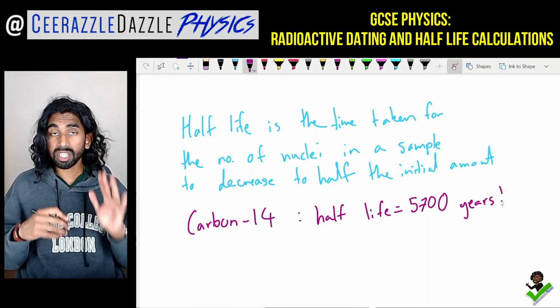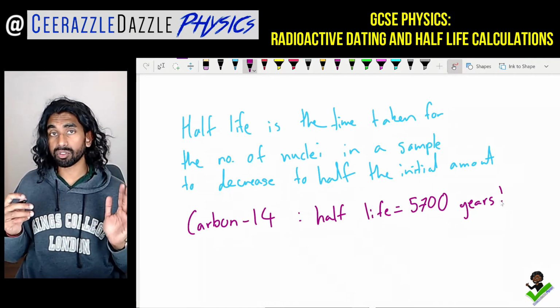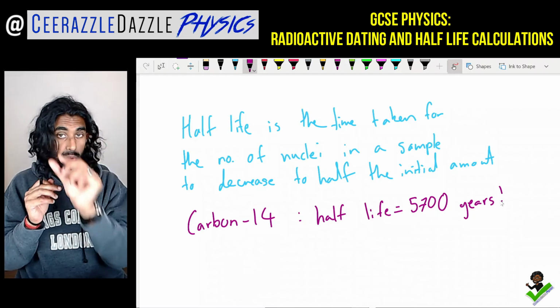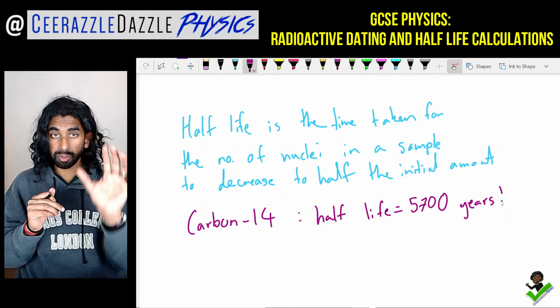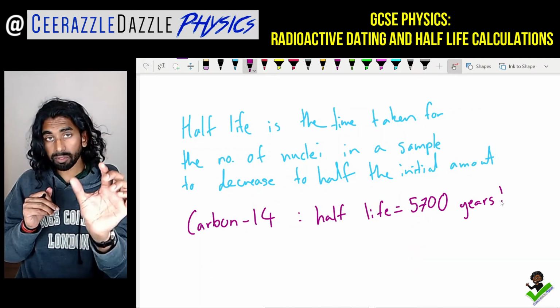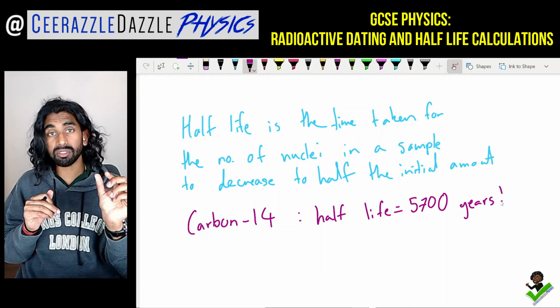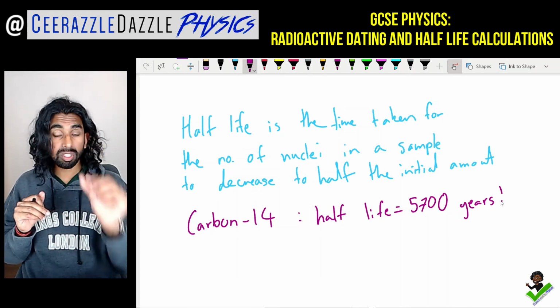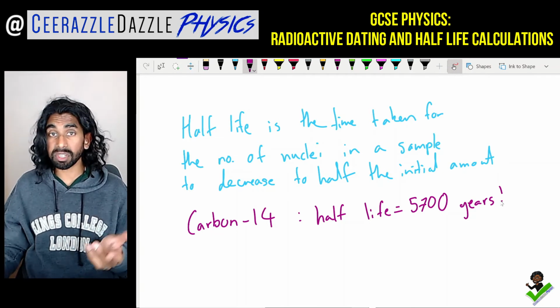So carbon-14, the half-life is 5,700 years. We're going to use this when we're doing our calculations in a moment, guys. So for now, let's take that. The half-life of carbon-14 is 5,700 years. So now let's use it to determine how long something has been dead for.